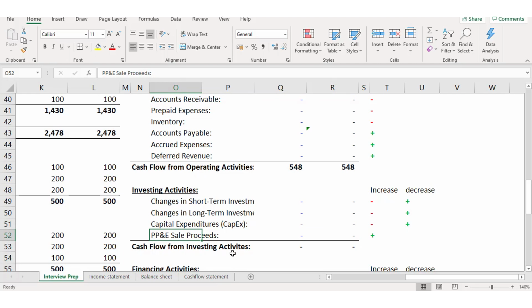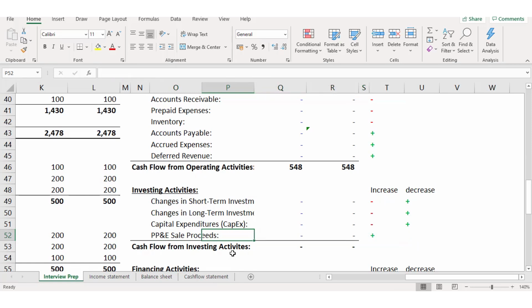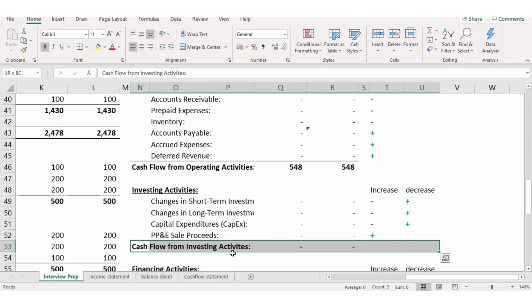Next is PP&E sales proceeds. Now, as you can imagine, if you're going to sell a factory, if you're going to sell machinery, it's going to be a cash influx into you. The opposite, you would tend to record as capital expenditure. So this is why I've only included a plus when it increases here. So that's essentially your cash flow from investment activities.